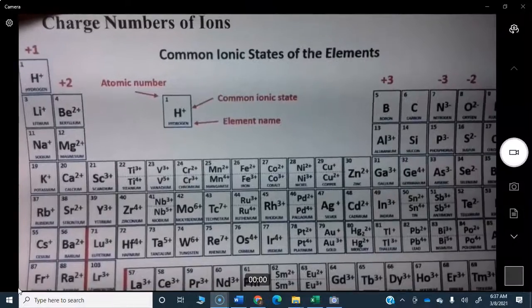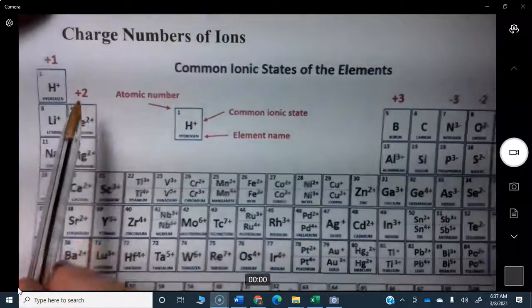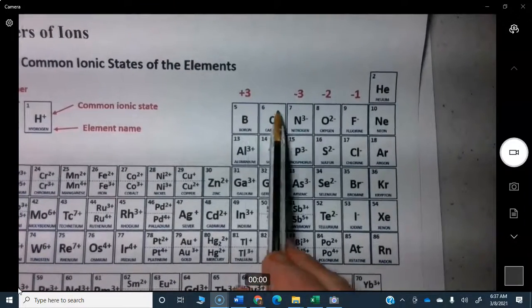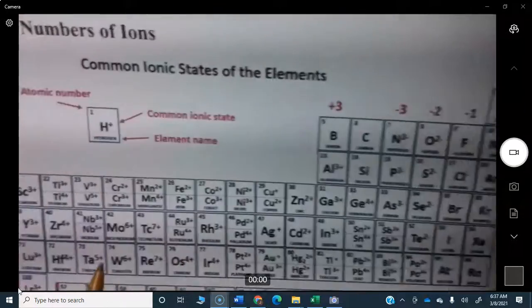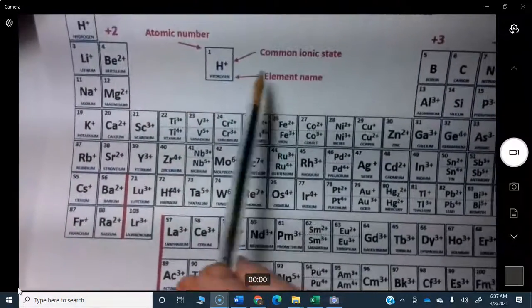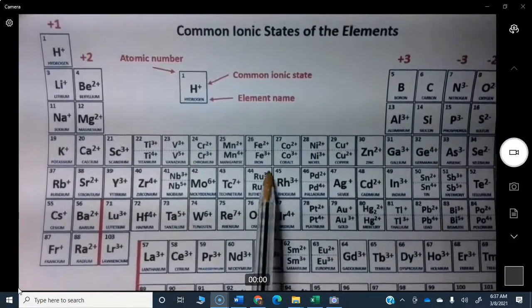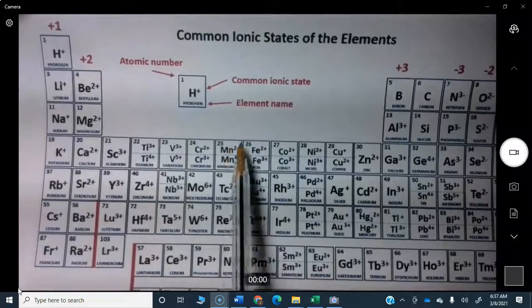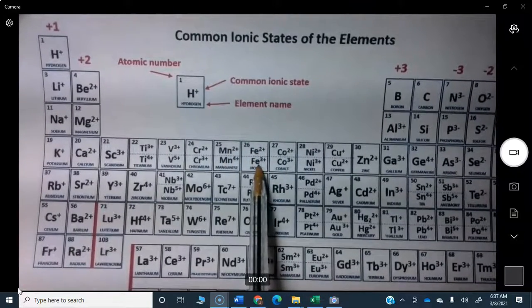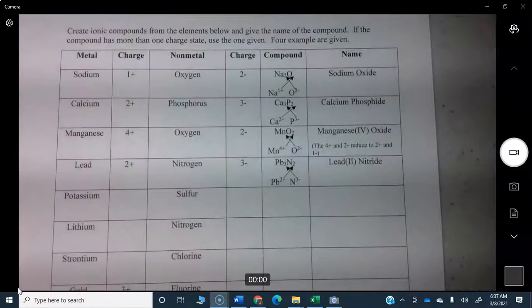But for all of them, you have these charge numbers of ions, so +1, +2, what we just said, +3, nothing for this column, and then -3, -2, -1. Okay, the ones you really need this table for are the transition metals and some of these other metals, which may have more than one charge, and you cannot figure those out. There's no way to figure out that iron is a 2+ or a 3+. You have to have this table. Okay, all right, so let's go ahead.